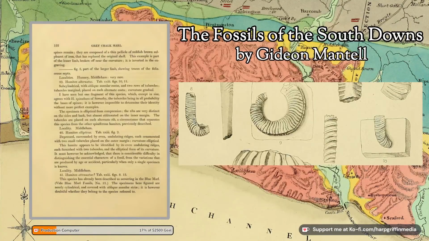41. Hamites attenuatus. Tablet 23, Figures 8, 13. This species has already been described as occurring in the blue marl. Vide blue marl fossils, number 21. The specimens here figured are nearly cylindrical and covered with oblique annular striae. It is, however, doubtful whether they belong to the species referred to.